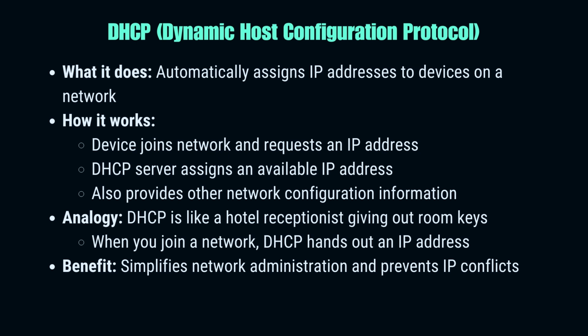along with other network configuration information like the gateway and DNS servers. This process happens behind the scenes, making it easier for users to connect to the network without needing to configure their devices manually. DHCP simplifies network administration by preventing IP address conflicts and ensuring that each device gets a unique address. It's a critical service that keeps networks running smoothly, especially in environments with many devices like offices, schools, or large households.